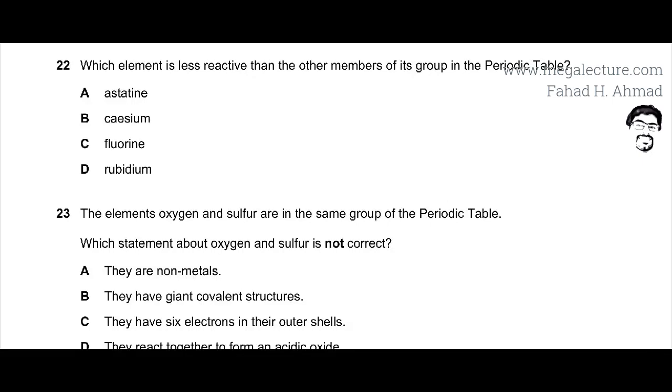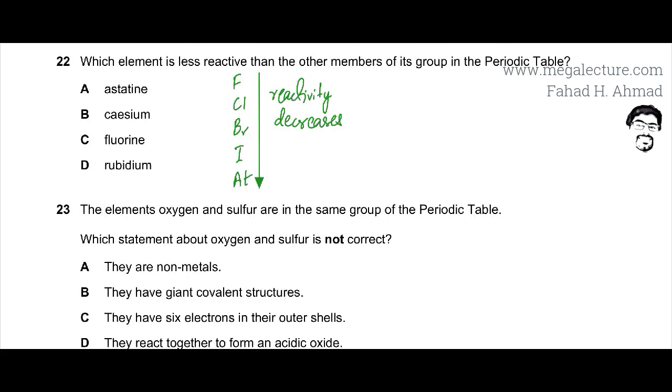The following question asks which element is less reactive than the other members of its group in the periodic table. So the first element that's given is astatine. So let's open the periodic table. I'm showing group 7 now. You have fluorine, chlorine, bromine, iodine, and astatine.